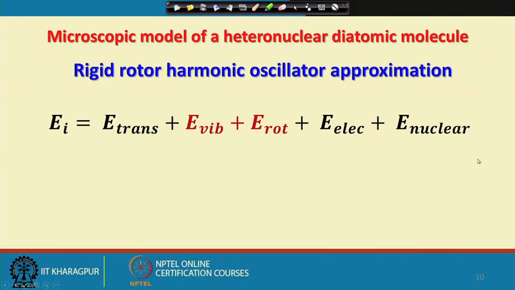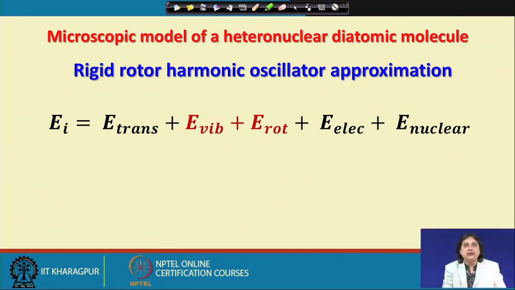So, where do you go from here? We go from here to establish the fact that now I have a rigid rotor harmonic oscillator approximation for the contribution of vibrational and rotational energies to the overall energy of a single molecule in the diatomic case. Now, if that is so, we have now established how we are going to model the E vibration and E rotation. E vibration will be essentially modeled in terms of a harmonic oscillation, and E rotation is going to be modeled in terms of a rigid rotor.